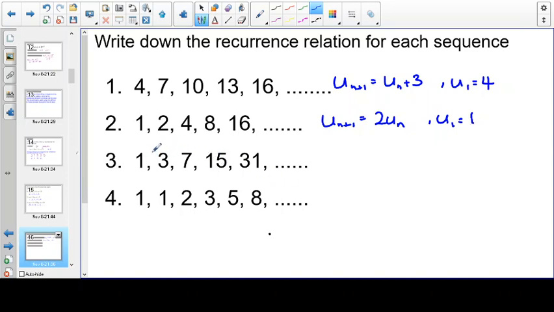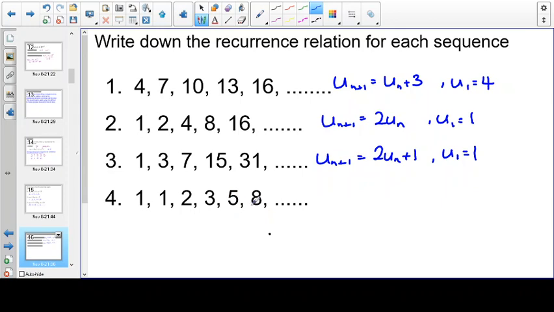This one, well, it's difficult to say by looking at what it's going up by. 2, 4, 8. So it's more complicated than that. If you multiply this one by 2 and then add 1, you get 3. Times by 2, add 1, times by 2, add 1. So each term is the previous term times by 2 plus 1, where the first one is a 1.